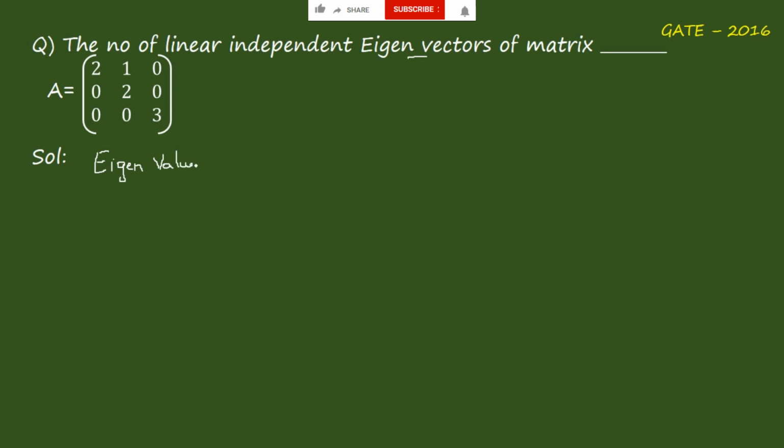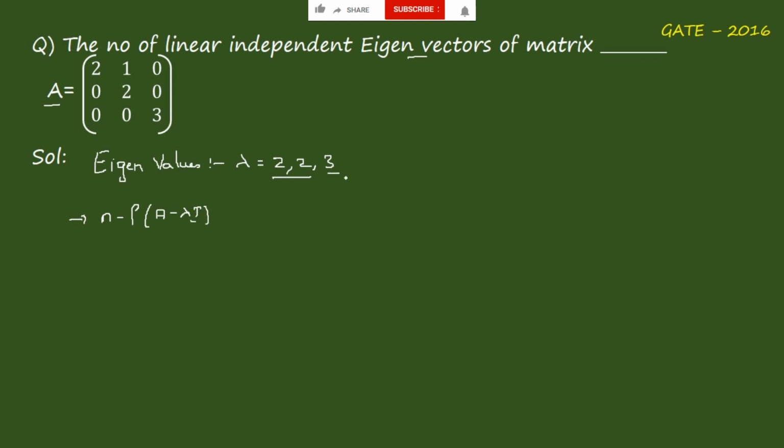Eigenvalues, right? In the case of an upper triangular matrix, the eigenvalues are nothing but the diagonal elements. Now matrix A is an upper triangular matrix, so the eigenvalues are 2, 2 and 3, right? Now 2 has been repeated twice. So in this particular case, the number of linearly independent eigenvectors we can find by n minus rank of A minus lambda I, right?